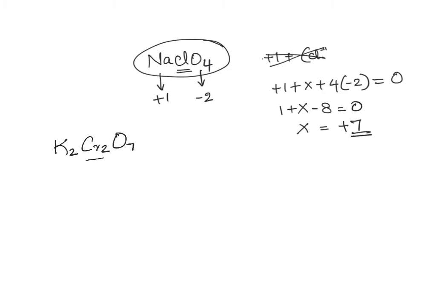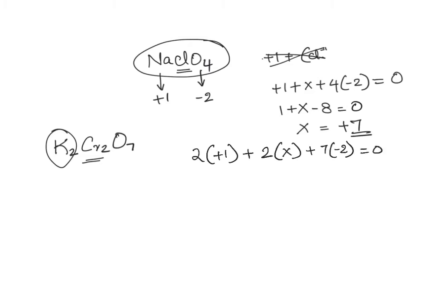K2Cr2O7. What is the oxidation number of chromium? So again, potassium, first group element, but there are 2 of them. So 2 plus 1 plus there are 2 chromiums. So 2x plus 7 times -2 is equal to 0, because remember this is a neutral compound. So charge is 0. So 2 plus 2x minus 14 is equal to 0.